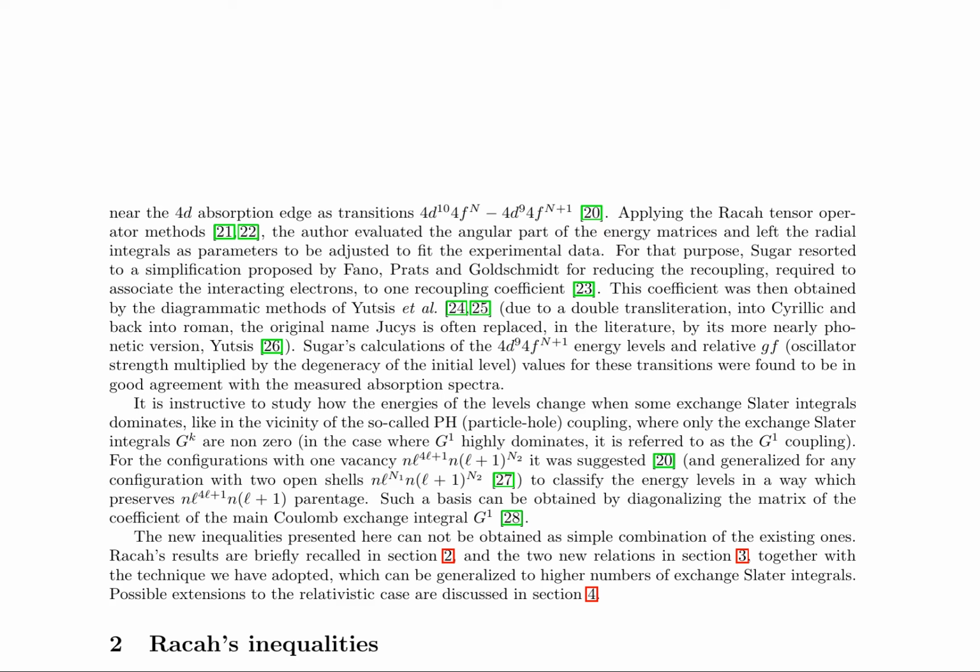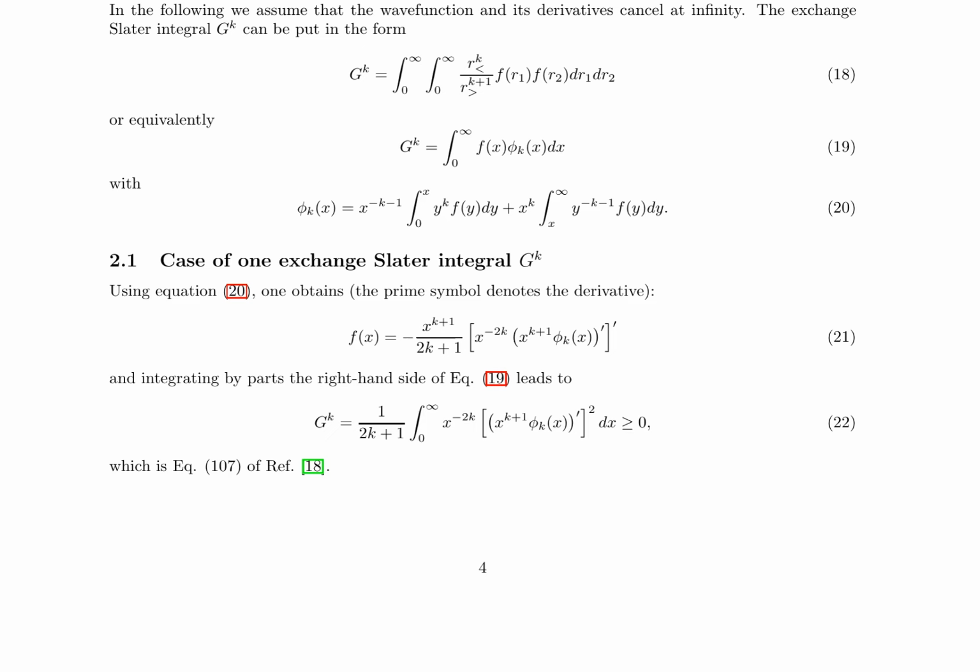The paper further investigates how energy levels change when certain exchange-Slater integrals dominate, particularly in the vicinity of particle-hole coupling, where only exchange-Slater integrals are non-zero. For configurations with one vacancy, energy levels can be classified to preserve parentage by diagonalizing the matrix of the coefficient of the main Coulomb exchange integral G1.